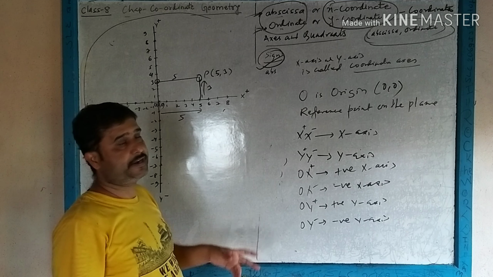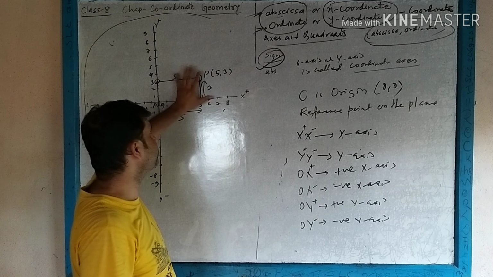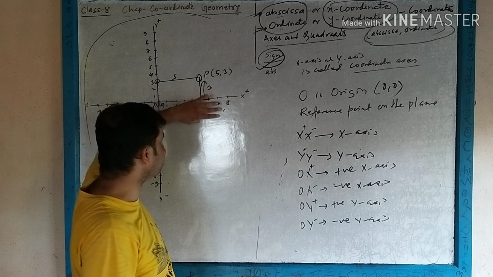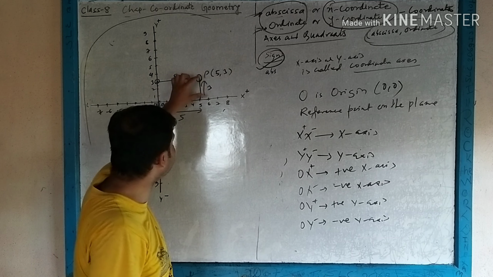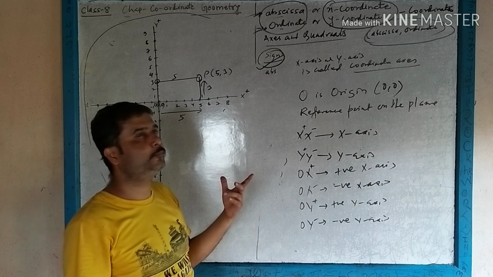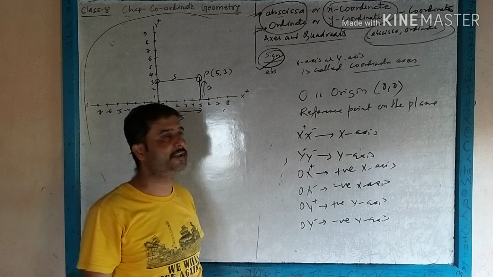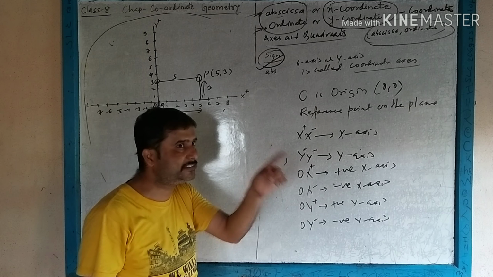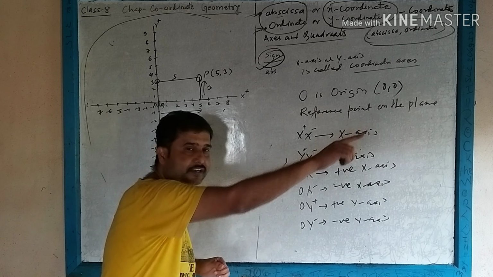Again I am reminding, what is the distance of the point P from the x-axis? The ordinate of the point's coordinates is 3 units. If the point is (5, 3), how far is the point from the x-axis? The distance of the point from the x-axis will be its ordinate.